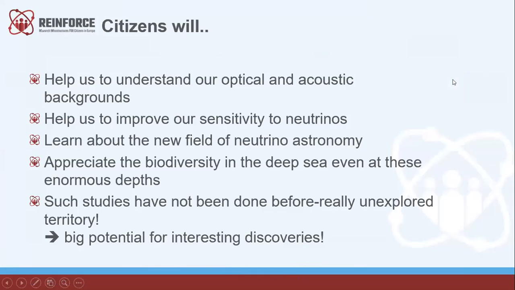So what we want to do in Deep Sea Hunters is to understand the patterns a little bit, to increase the sensitivity of the neutrino detectors, and learn about new fields of neutrino astronomy. A nice side effect, of course, is that we will get a much better understanding also of the biodiversity that is in the deep sea.